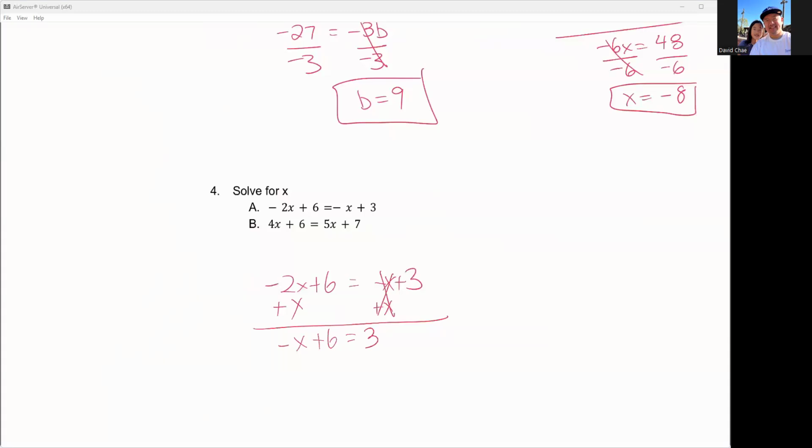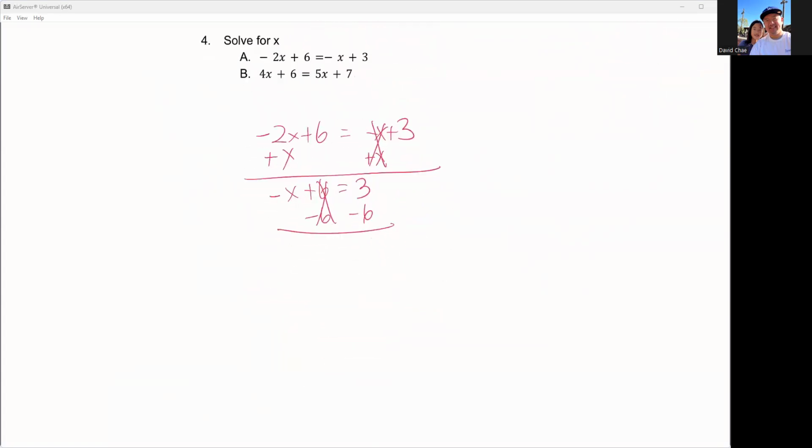Correct? When we say solve for x, we're trying to get x by itself. So what's bothering the x right now? The 6. So we get rid of the 6 here by subtracting it. And negative x is equal to negative 3. And then what? Divide by negative 1, right? Because negative and negative make it positive, so x is equal to positive 3.